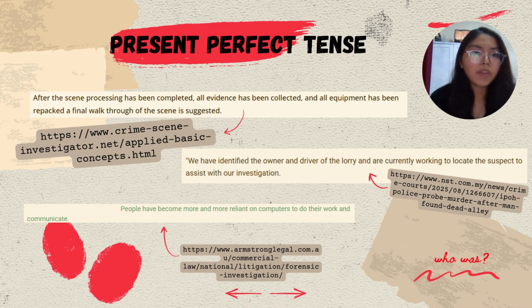The next one is we have identified the owner and driver of the lorry and are currently working to locate the suspect to assist with our investigation. So the present perfect tense here is have identified, where identified is the third form of the verb identify. Next, and the very last, is people have become more and more reliant on computers to do their work and communicate. The present perfect tense here is have become, where become is the third form of the word become as well.